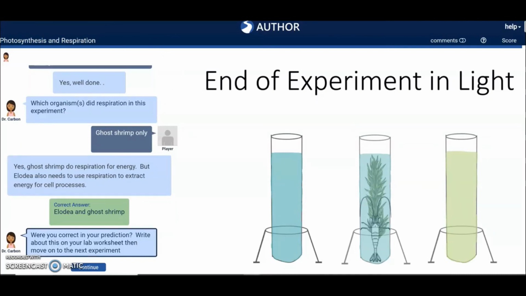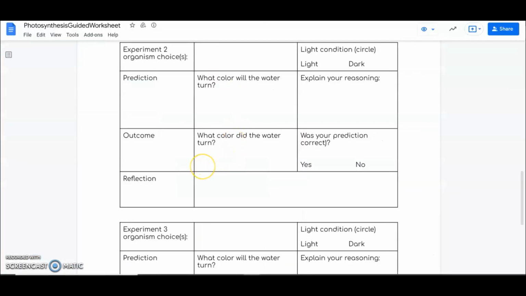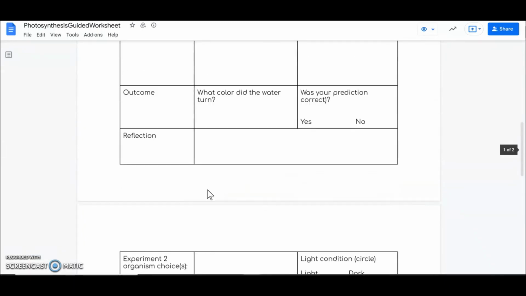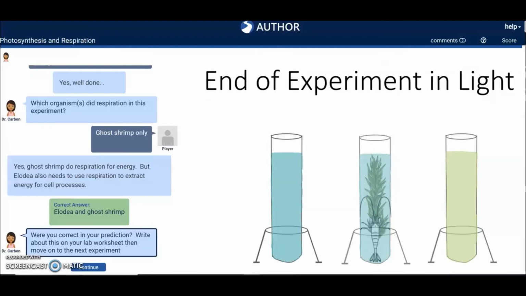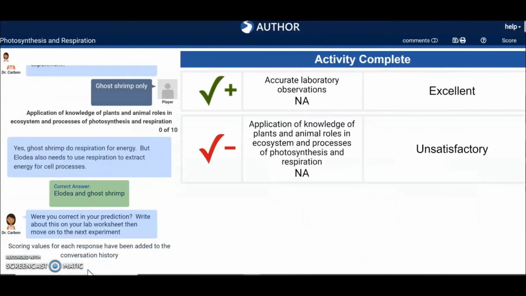So at the end of each experiment, then they have to go back and look at, well, what was my prediction and was I correct? And then reflect on what they wrote and what the outcome of the experiment would be. And then if they're finished with that branch of the simulation, they're going to get a score.